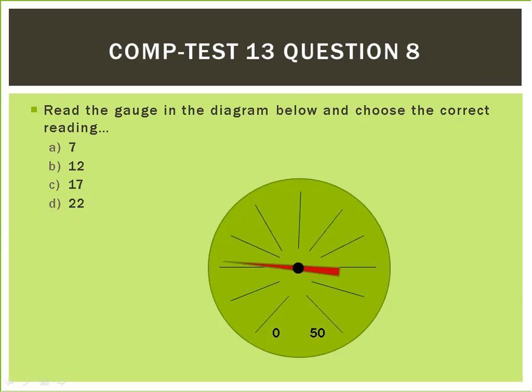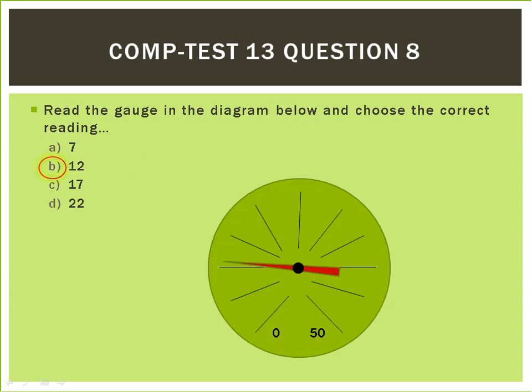Comp Test 13, question number 8. Read the gauge in the diagram below and choose the correct reading. A, 7, B, 12, C, 17, D, 22. Answer B is the correct answer here.